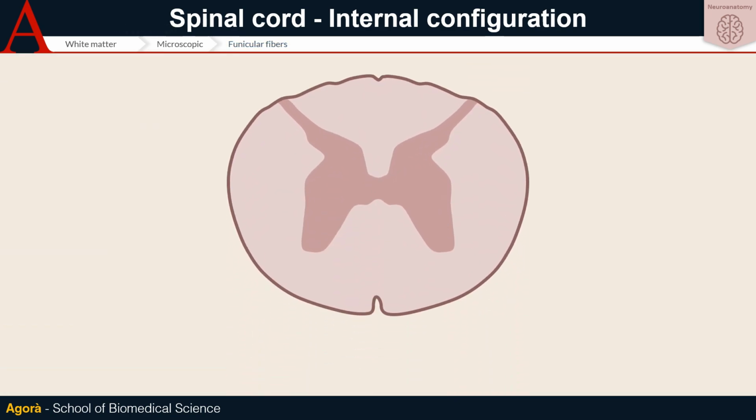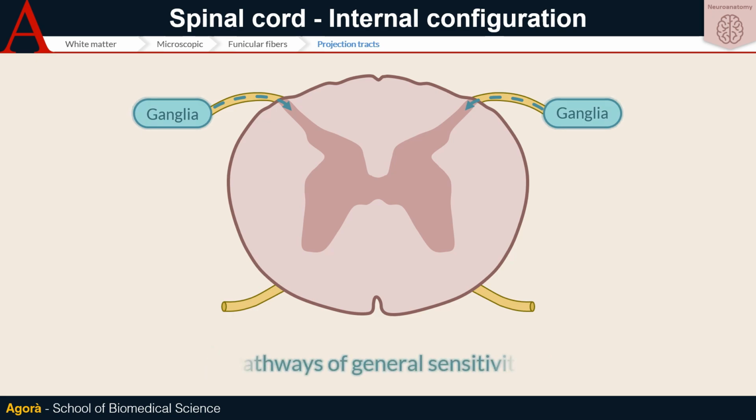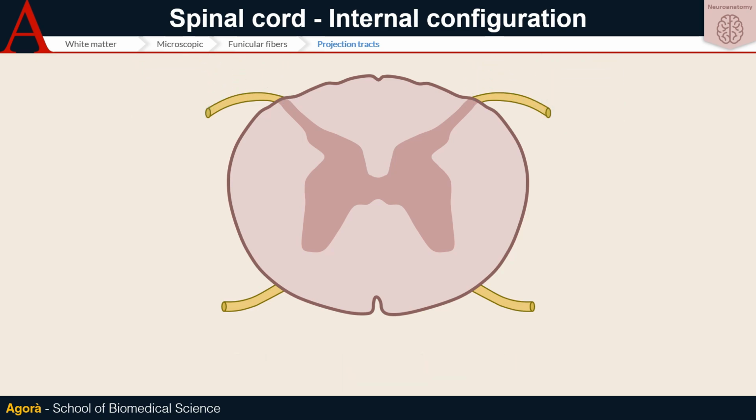The projection tracts include: 1. Ascending projection tracts. These originate from neurons in the grey matter and ganglia, which are clusters of neurons located alongside or in front of the spinal column, as well as near internal organs. Their function is to carry sensory information from the ganglia to the spinal cord. These will later be referred to as pathways of general sensitivity.